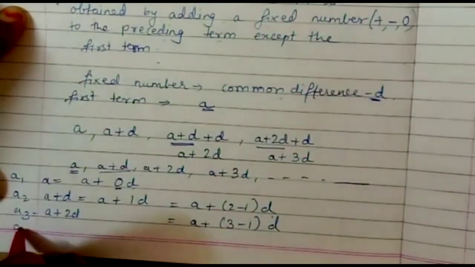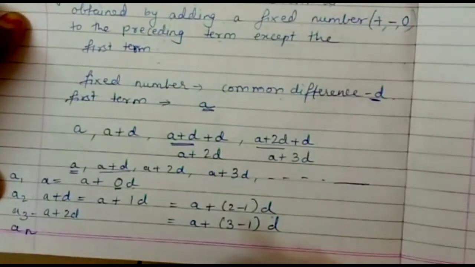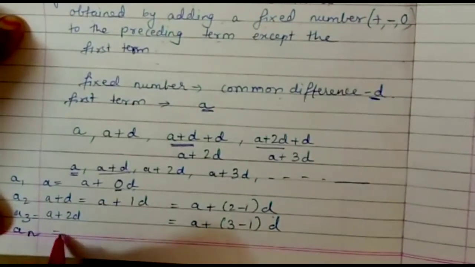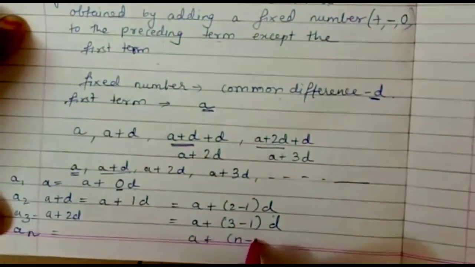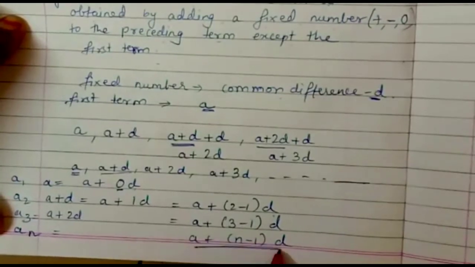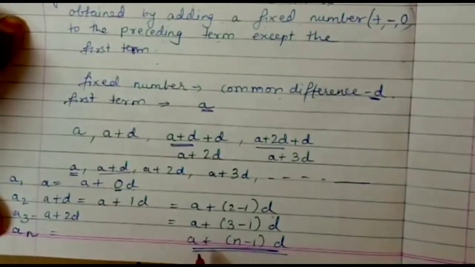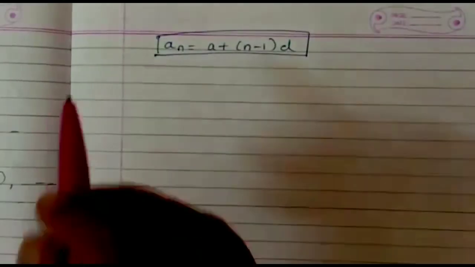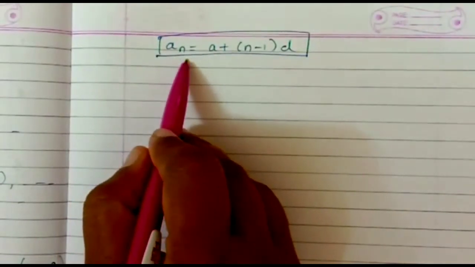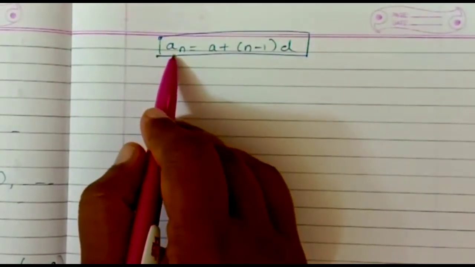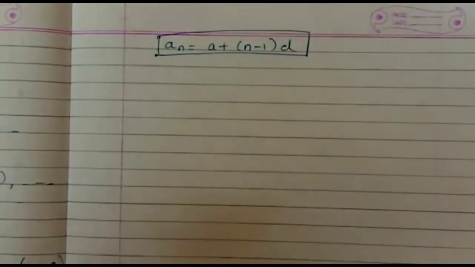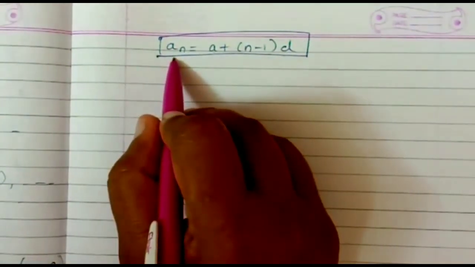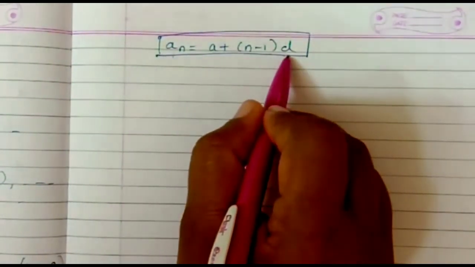In a similar way, I can write the nth term. I don't know which is the last term, so I'm supposing that it is the nth term. So the nth term will be a plus n minus 1 into d. This is the standard form, the formula for the nth term. Thus I can say the nth term, that means an, of an AP having first term a and common difference d, can be written as an is equal to a plus n minus 1 into d.